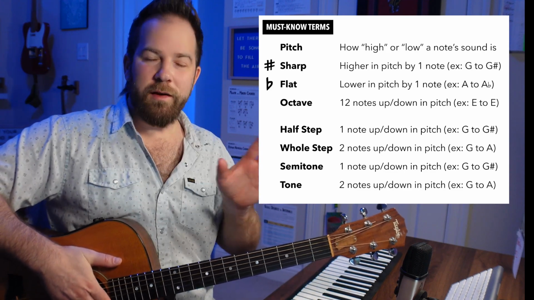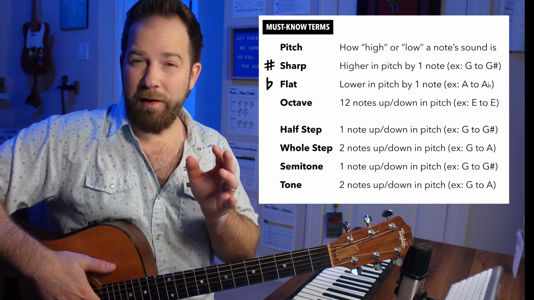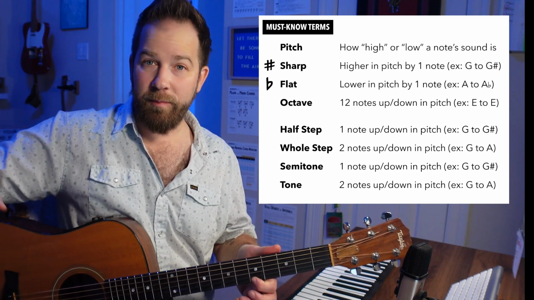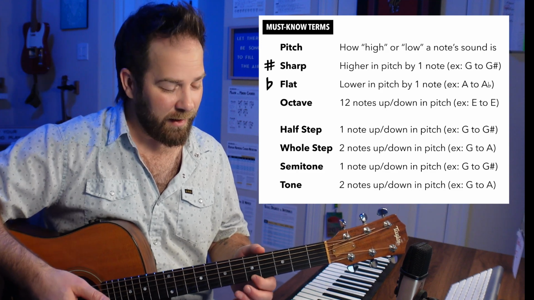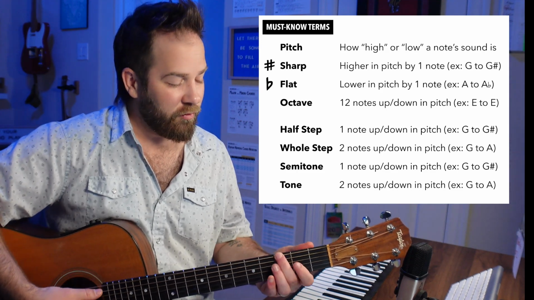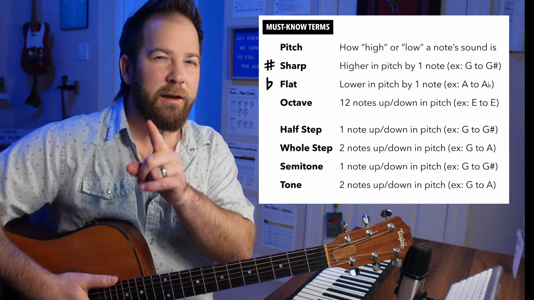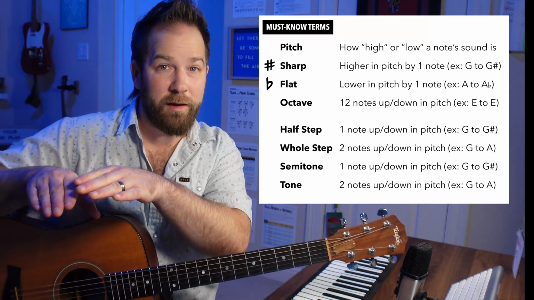Sharp, in the simplest terms, I would describe it as higher in pitch, usually by one note, right? So if this is A and we go higher in pitch, the next note is going to be A sharp, right? A to A sharp, G to G sharp, right? Sometimes if you're singing, someone might say, hey, you're a little bit sharp. What that means is you're a little bit higher than you should be, okay?